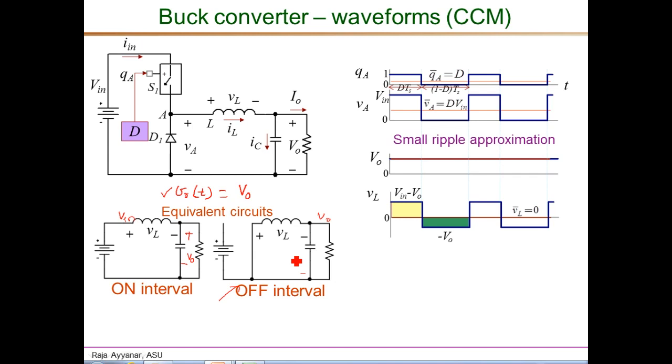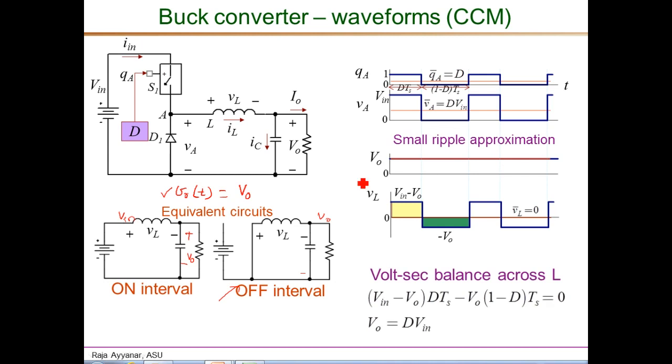Now that we have drawn the VL waveform, we can also use that and use this volt-second balance principle across the inductor once again to show the input-output relationship, which we did derive earlier, but this will be sort of a check. And in some converters, maybe it is easier to use volt-second balance principle to derive the input-output relationship. So volt-second balance essentially means that VL average is 0.